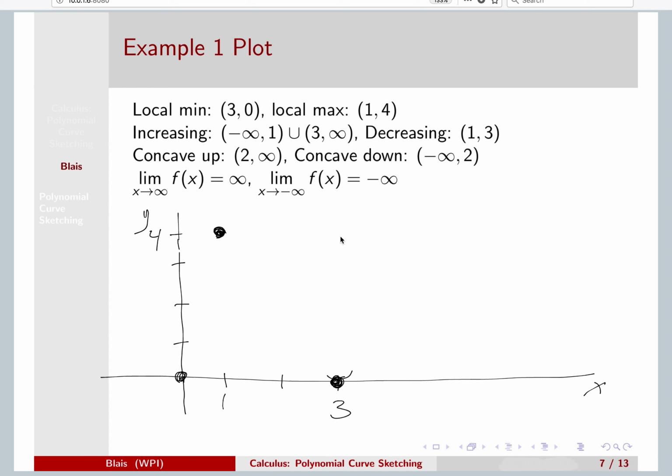So we see, oh yeah, we're going to go through the origin. And we know the function takes off to negative infinity. As x goes to minus infinity, the function is going down to minus infinity. Our inflection point happens at the point (2, 2).